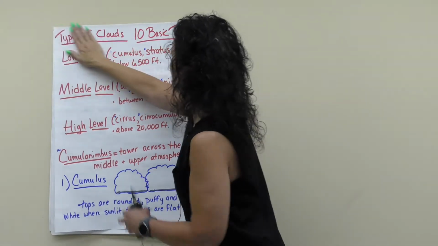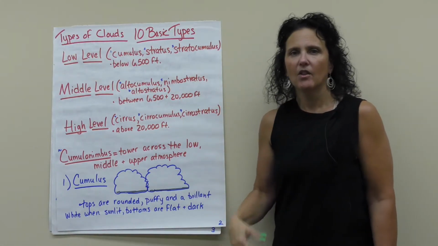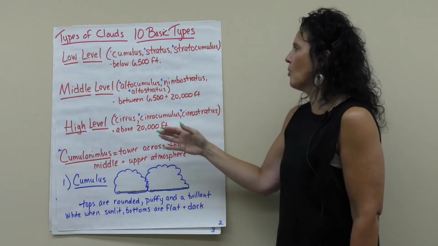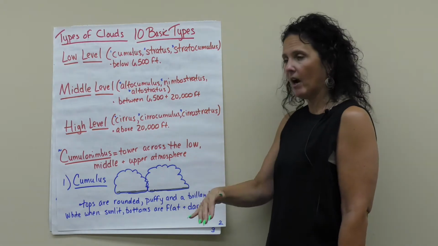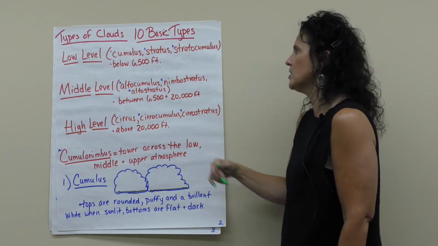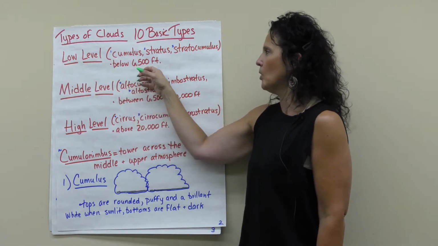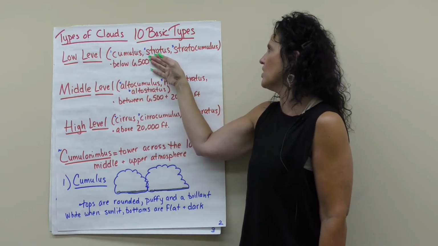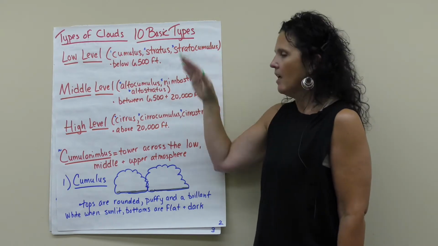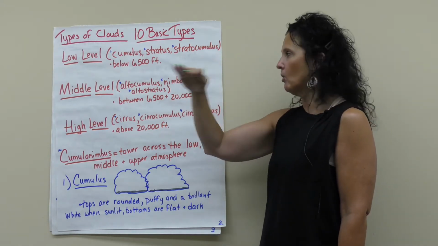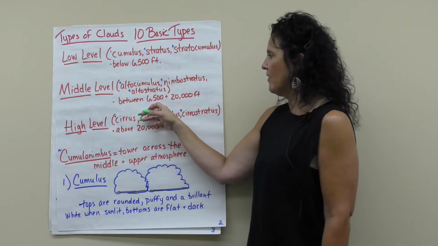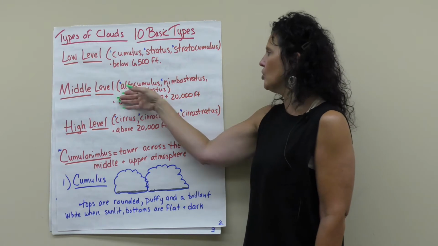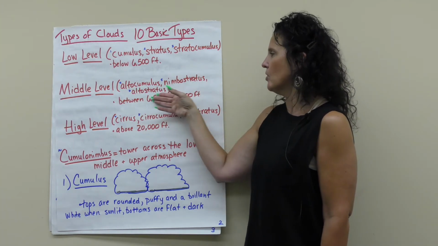All right. There are 10 basic types of clouds. There are hundreds of different clouds, but they all fit into 10 basic categories. So we're looking at the levels from the ground in the atmosphere where they are first. The lowest level are the clouds that we would see below 6,500 feet, right? Those are cumulus, stratus, and stratocumulus clouds. Then we go up a little bit more and we see the middle level, right? That's after 6,500 and before 20,000. So those are the next level clouds: altocumulus, nimbostratus, and altostratus.